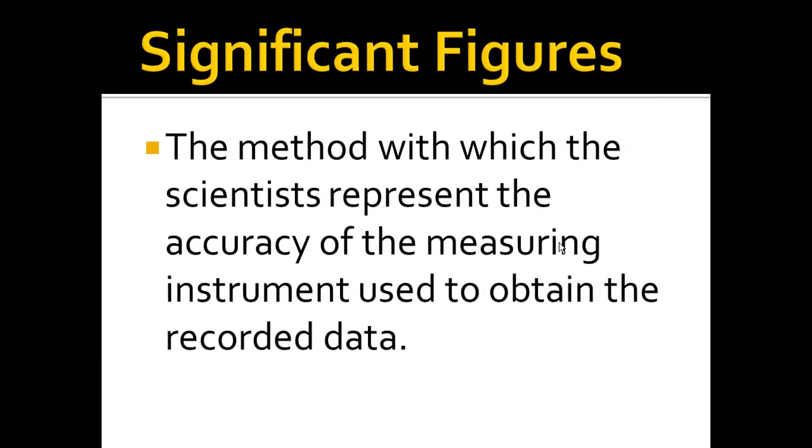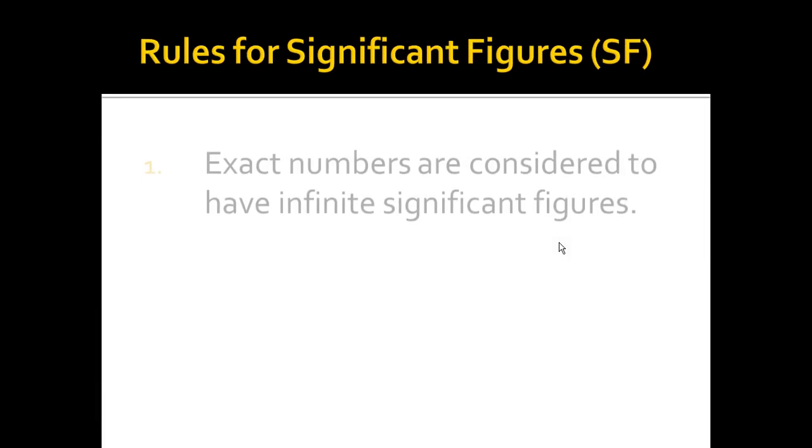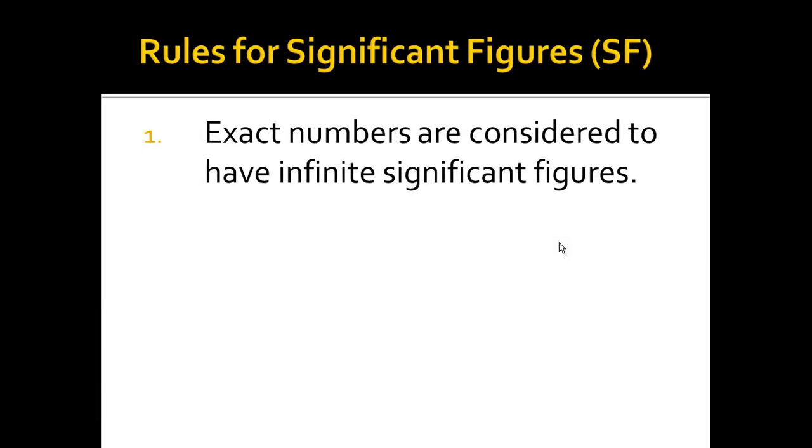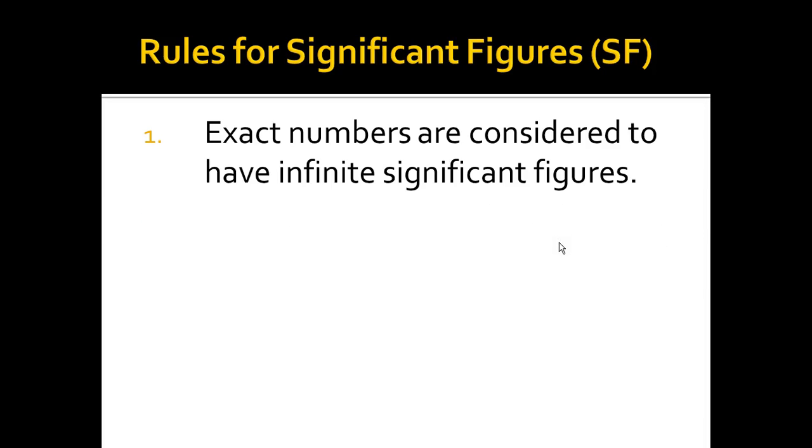Now, significant figures. This is the method with which scientists represent the accuracy of the measuring instrument used to obtain the recorded data, and this is called significant figures. Now, let us go through the rules of significant figures. Number one, exact numbers are considered to have infinite significant figures. So what does that mean? Exact numbers are considered to have infinite significant figures.